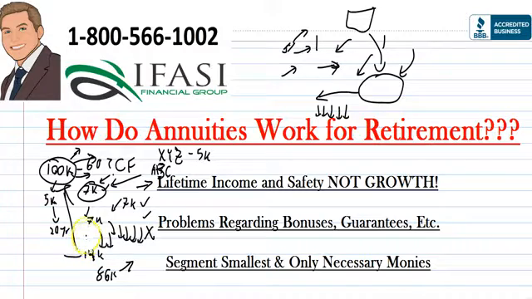So this was the problem. This is where people got frustrated. And they said, this is ridiculous. These insurance companies are making money hand over fist with this annuitization strategy.